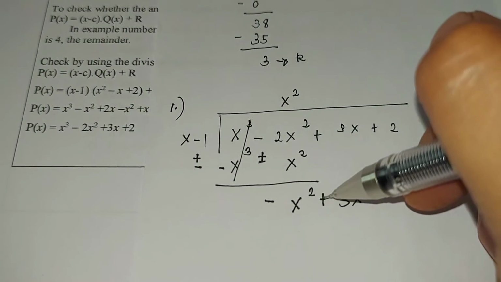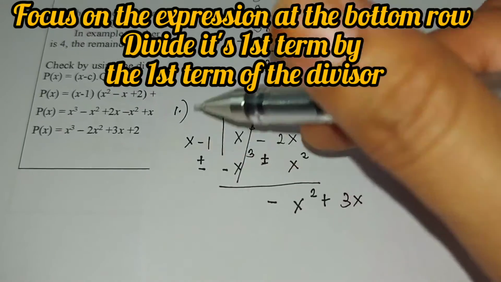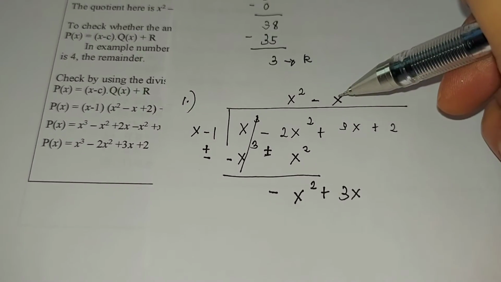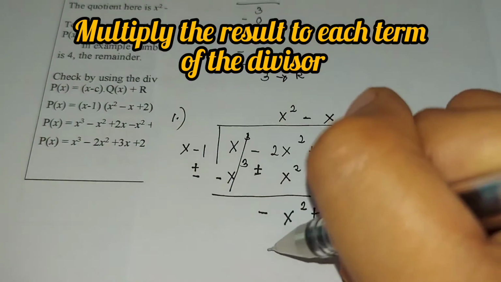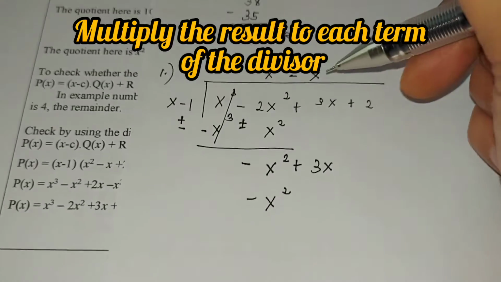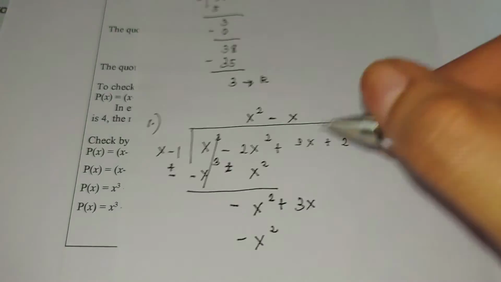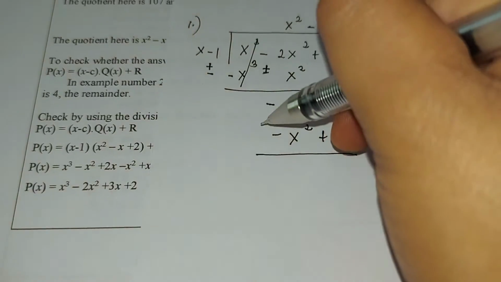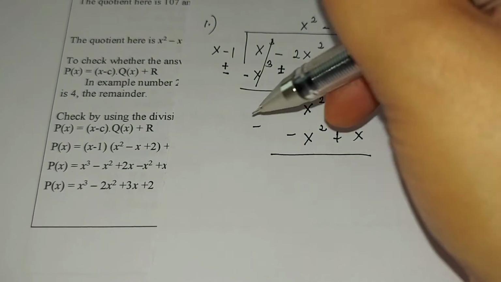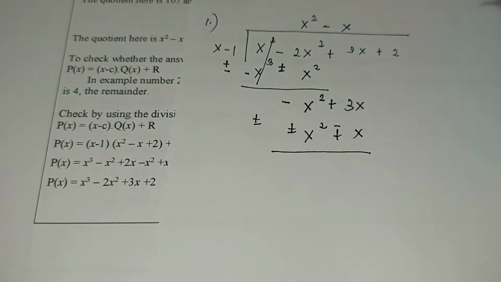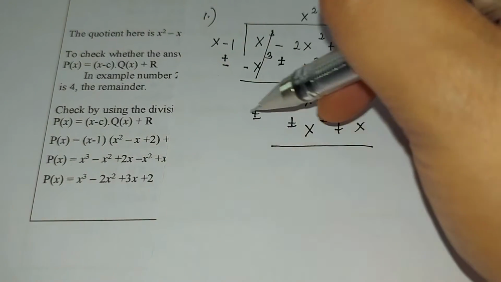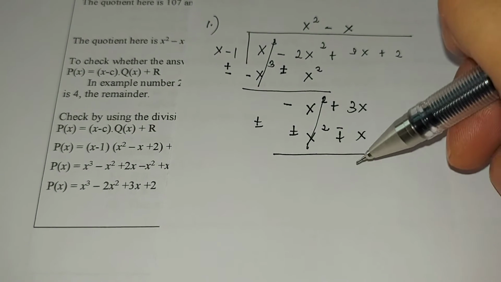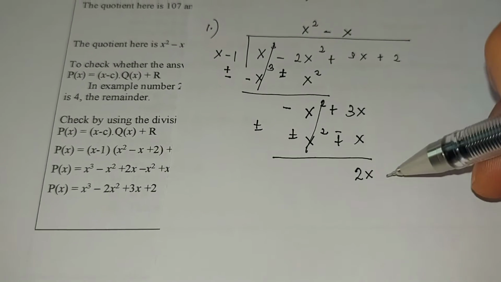Negative x squared, divide by the first term of the divisor, x, is negative x. Then multiply negative x times x, negative x squared. Negative x times negative 1, positive x. Then proceed to subtraction. Keep, change, change, change. Negative x squared plus positive x squared is 0. 3x plus negative x is 2x. Bring down plus 2.